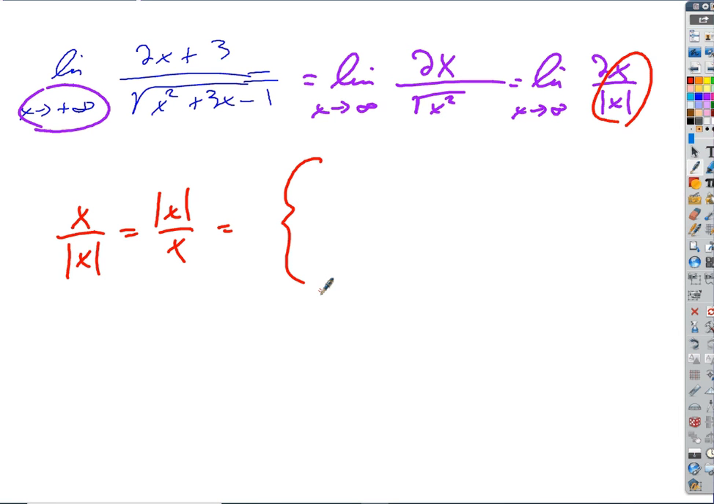For values of x greater than 0, what happens to the absolute value? Just the absolute value of x would just be x, wouldn't it? And so I'd get x over x, which is 1. For values of x less than 0, the absolute value of x would become, okay, but what's my rule there? We looked at this the other day.